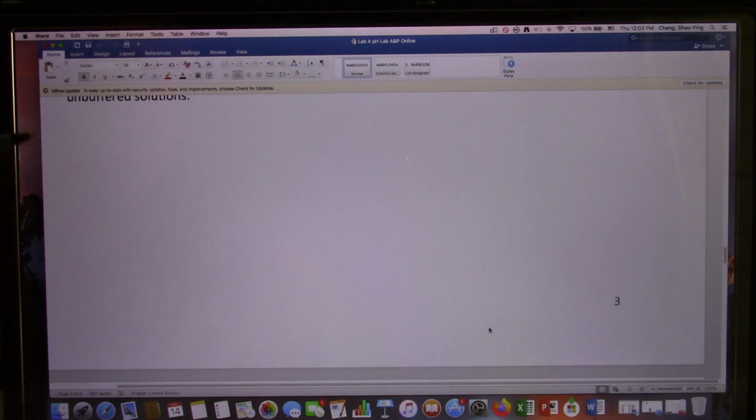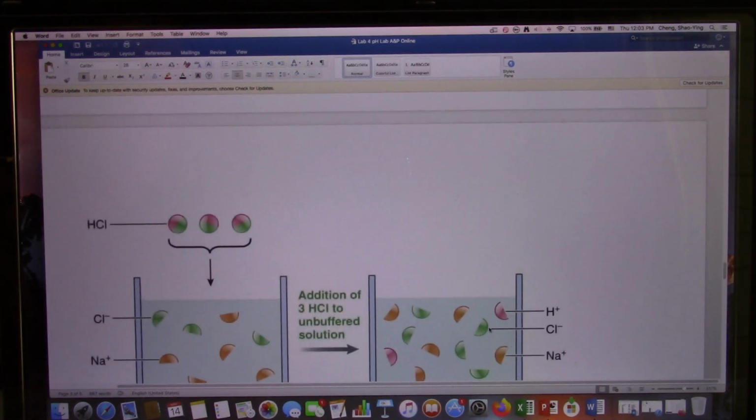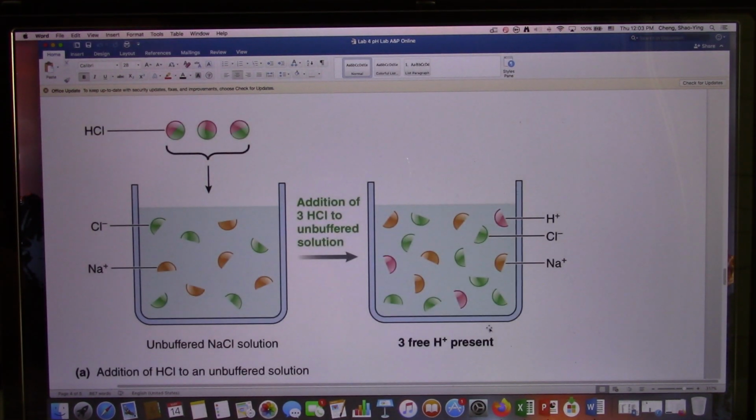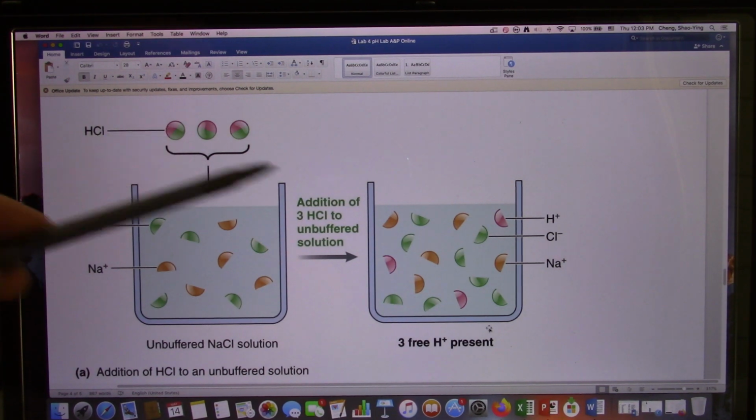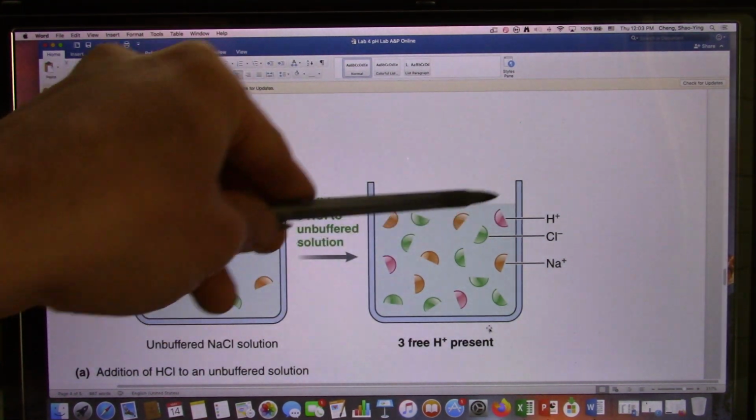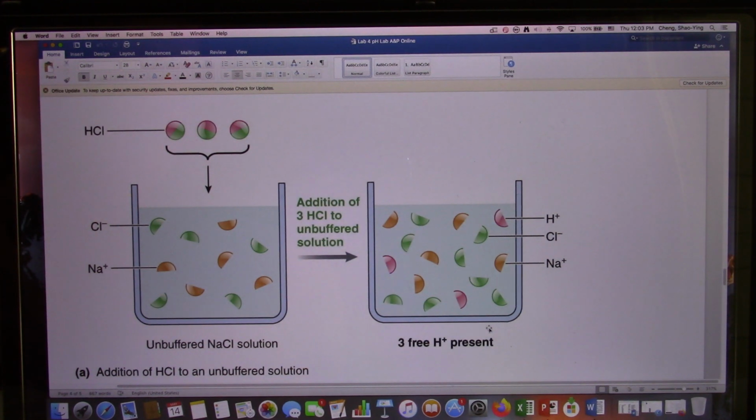And in this part, we talk about the buffer solution, which I explained in the class. Without a buffer, when you add hydrochloric acid into a normal non-buffer solution, all the hydrochloric acid, HCl, dissociates. So it becomes H+ and Cl-. And you have a lot of H+. You have 3 H+. So the solution becomes more acidic.